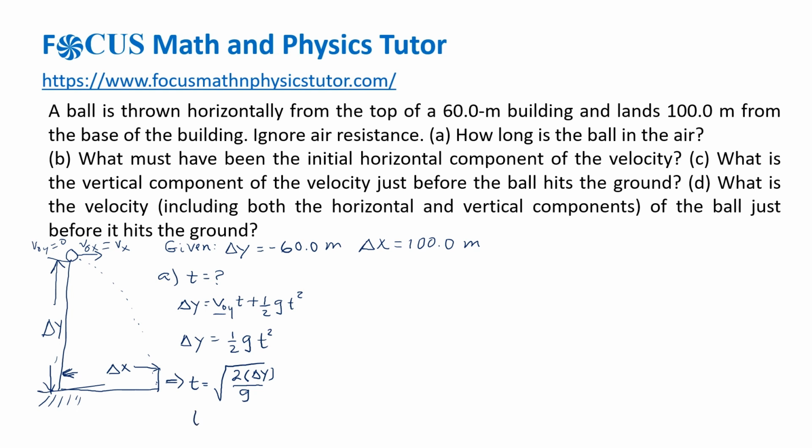Let's plug in the numbers. 2 times negative 60.0 meters divided by negative 9.80 meters per second squared, the gravitational acceleration. g is a known value, approximately equal to negative 9.80 meters per second squared. And this is equal to 3.5 seconds.